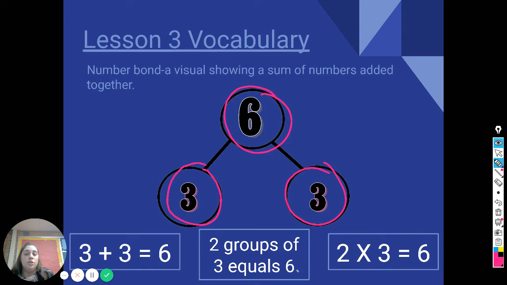Another way of saying that is 2 groups of 3 equals 6. There's one group of 3 here and another group of 3 here, so altogether there's 2 groups of 3, and when you put them together, that equals 6. Another way of saying it, the multiplication way, is 2 times 3 equals 6, or how we like to say it, 2 groups of 3 equals 6. And you can see there's 2 groups of 3, and they come together to equal 6.